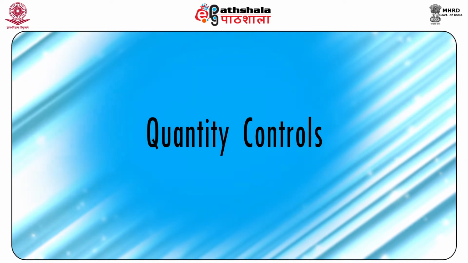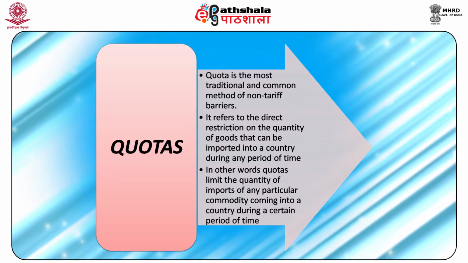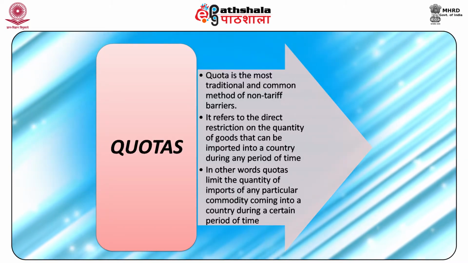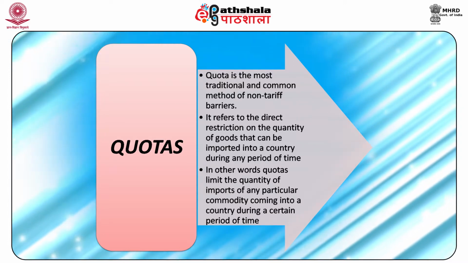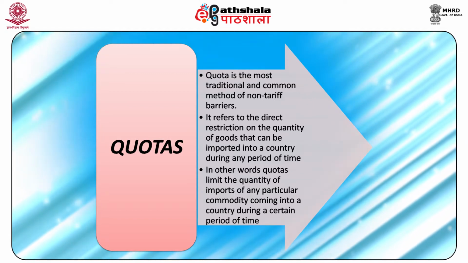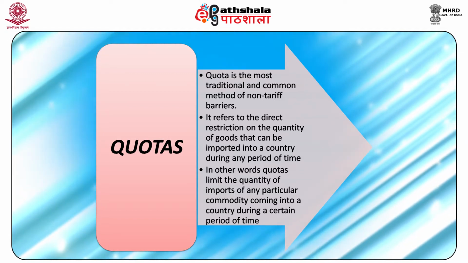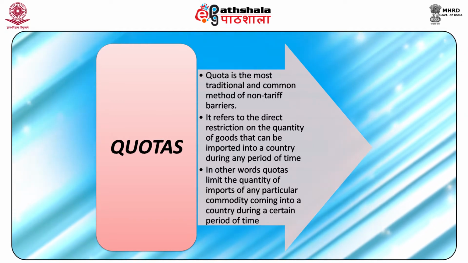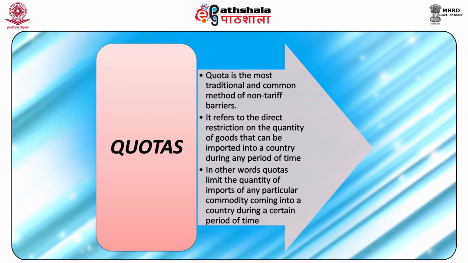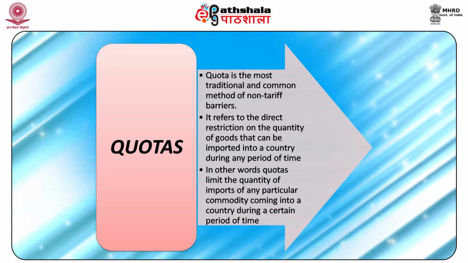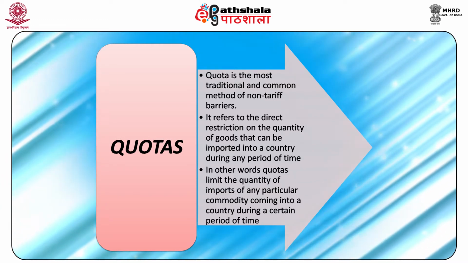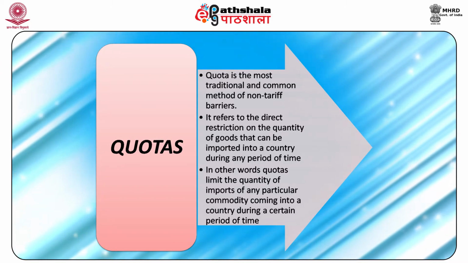The next one is quality controls. In quality controls, the first one that we will be discussing is quotas. Quota is the most traditional and common method for non-tariff barriers. It refers to the direct restriction on the quantity of goods that can be imported into a country during any period of time. In other words, quotas limit the quantity of imports of any particular commodity coming into a country during a certain period of time.